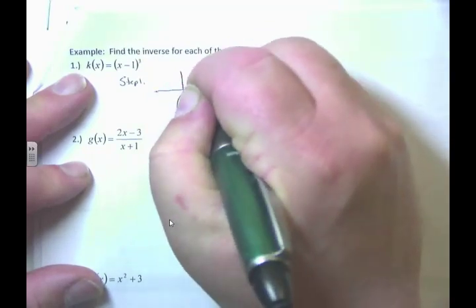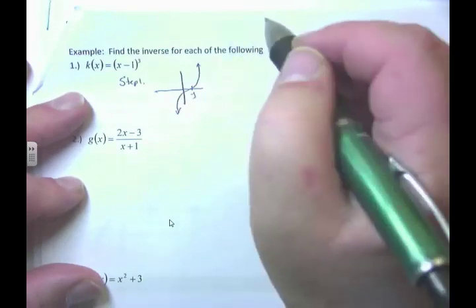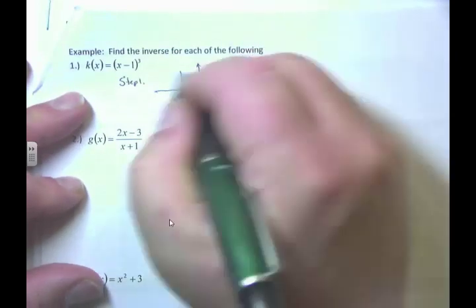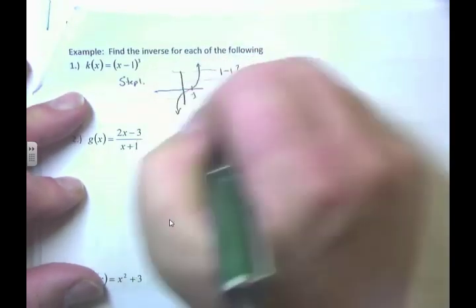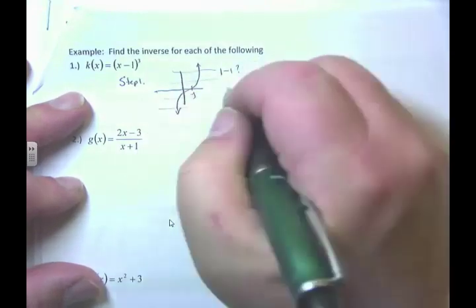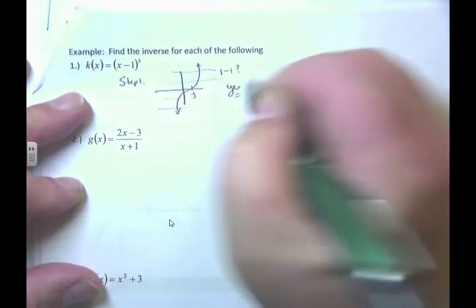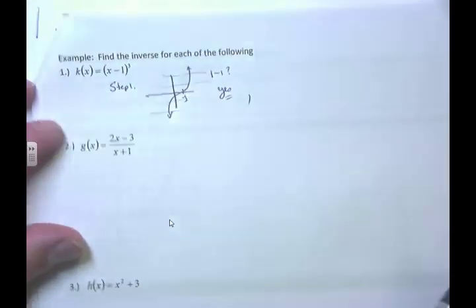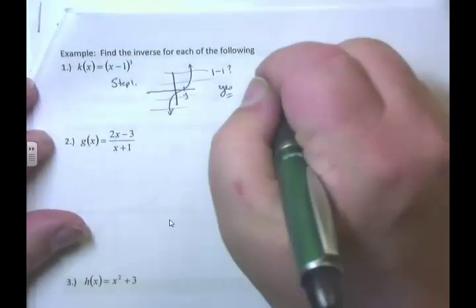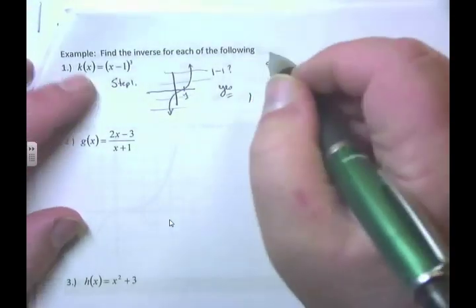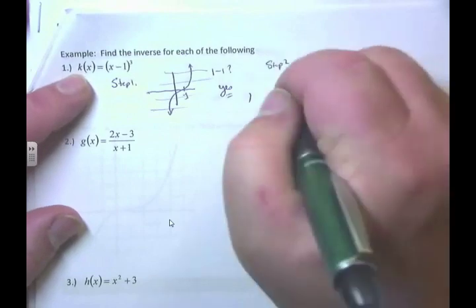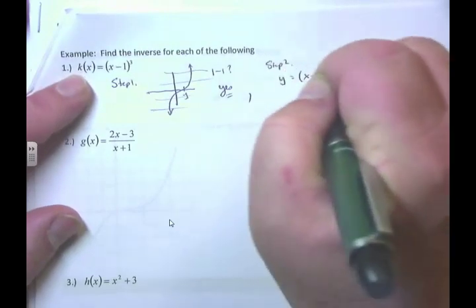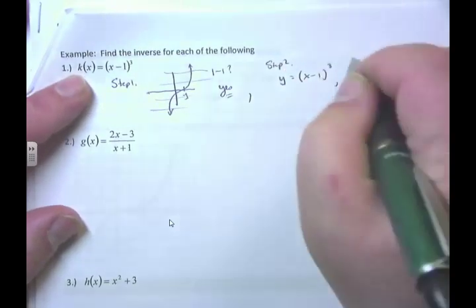So this is what the graph looks like. Is it one-to-one? That's the question. Well, any horizontal line only intersects at how many spots? Once. So the answer is yes, it's one-to-one. So there's your first step. The second step is replace function, in this case k of x, with y. I get y equals x minus 1 cubed.